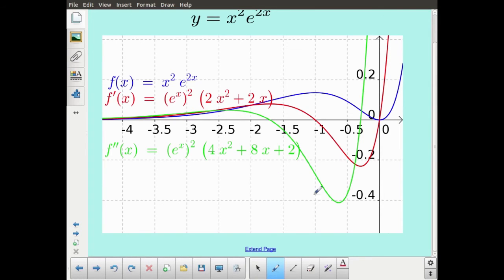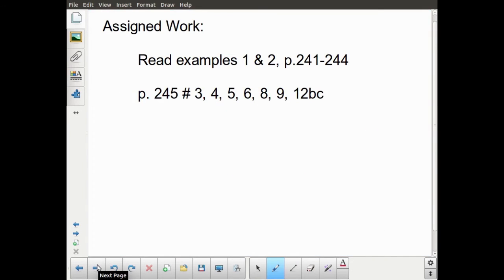There's a lot of work involved in that example we just went through, but hopefully it all makes sense in the end. For your assigned work, I'd like you to specifically take the time to read through the examples on pages 240 to 244. I don't often do this, so I wouldn't be asking you to do this if I didn't think there was some value in going through them. And then some assigned questions to keep you entertained.